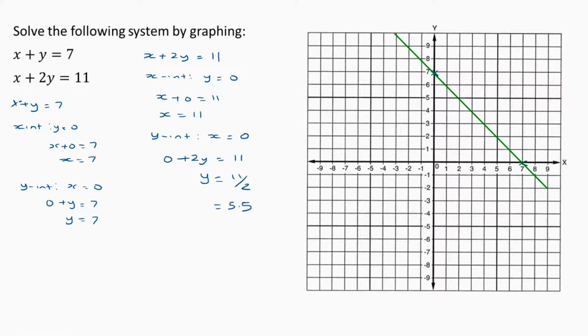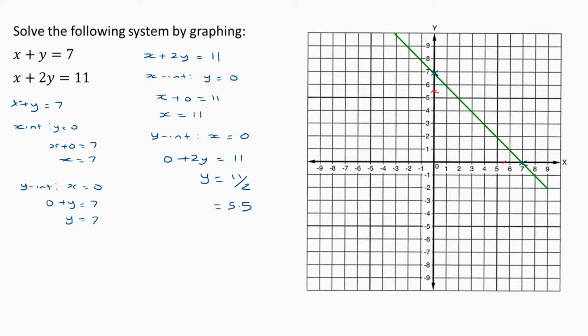So we're going to draw that in red. So 5.5 is right about here for y. 5.5 is right about here. And x is going to be about 11, which we don't have on the graph, so we're going to try some other points.